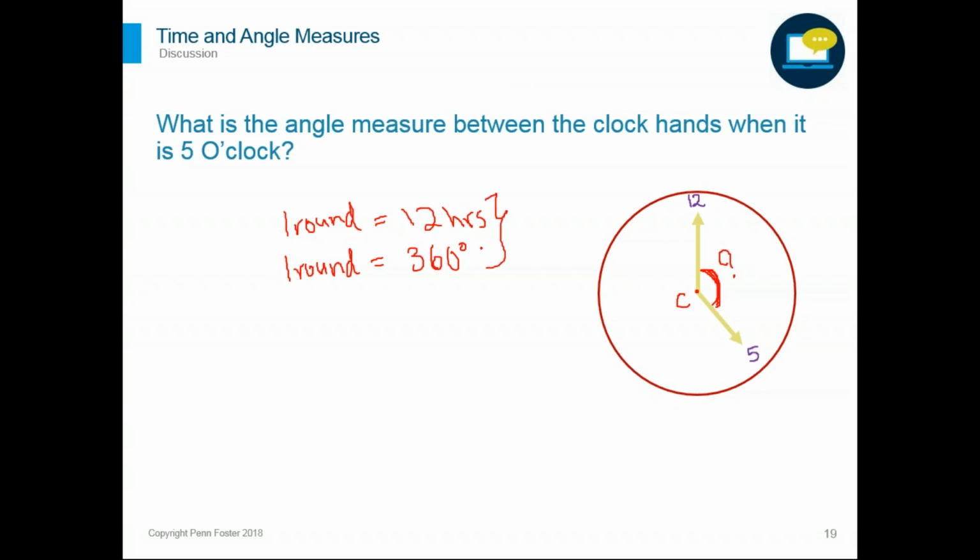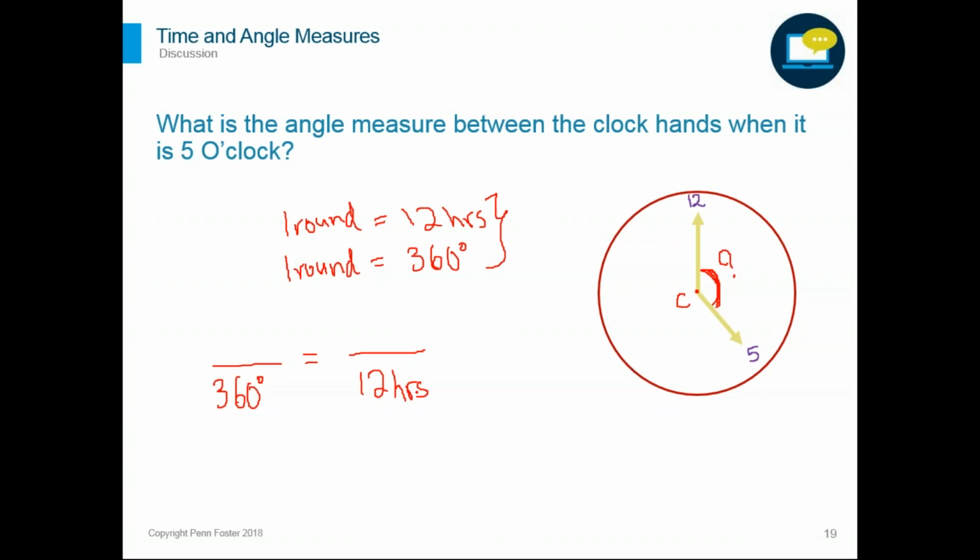These are the reference information or factual information that we're going to use to set up our proportion. A proportion is two equal fractions. On the bottom, we're going to have our factual information, 360 degrees, one full round, is equivalent to 12 hours in terms of time.